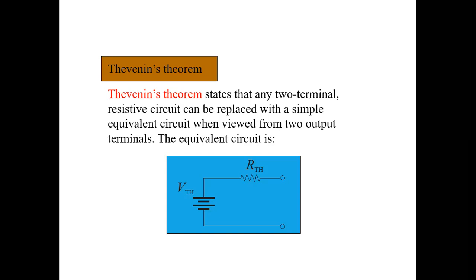So the theorem states that we can convert a given circuit into a simple form having only a voltage source, VTH, connected in series with the equivalent resistance, called RTH. Across the two points where we are asked to measure the current or resistance, we can connect across these A and B points.